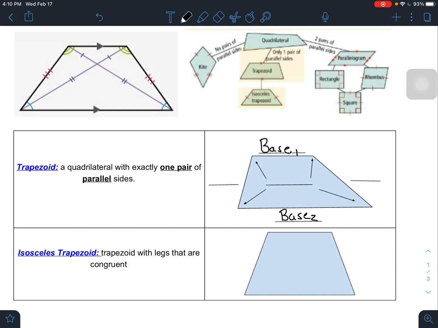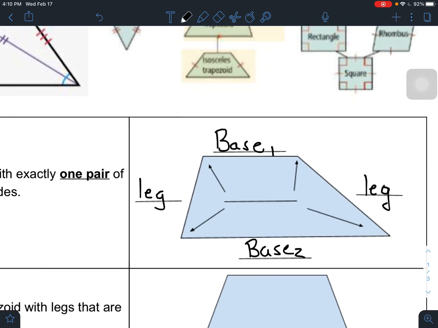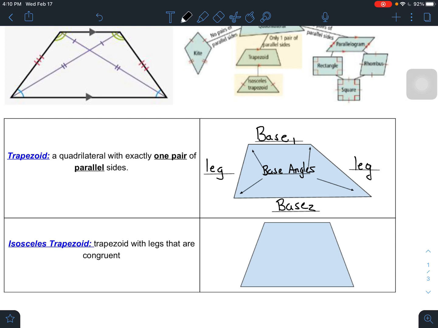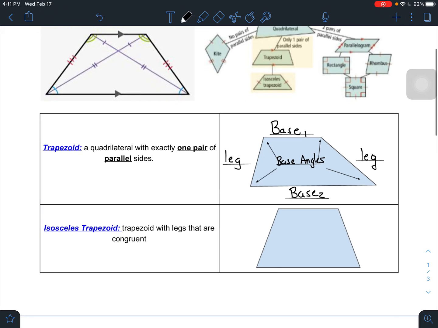On the sides, we call these legs. These are the legs of our trapezoid. And then all four of those arrows are pointing at what are called base angles. Now, in isosceles trapezoids, there are different relationships formed with those base angles that will be a little more specific. But let's first look at what that is.